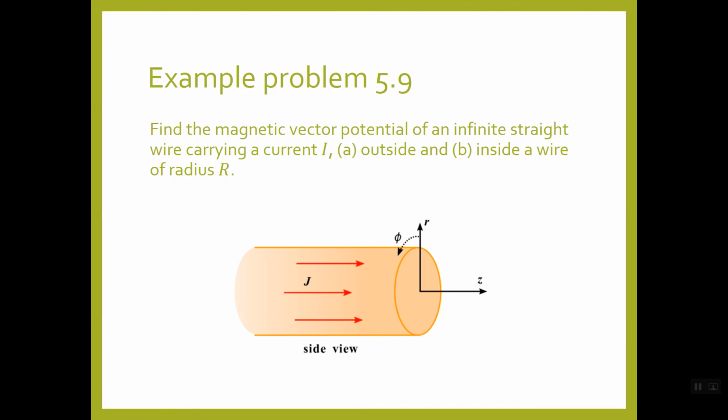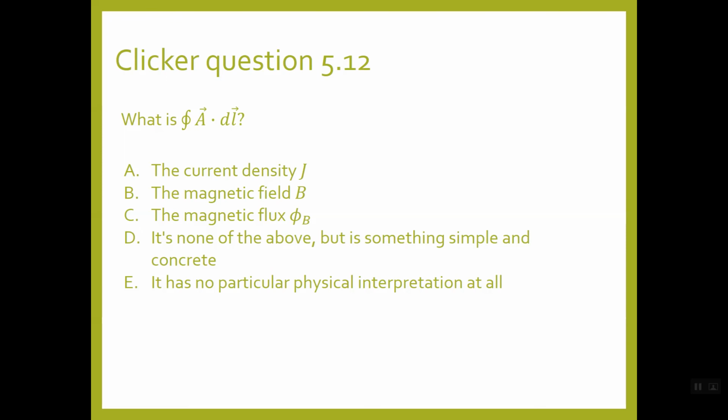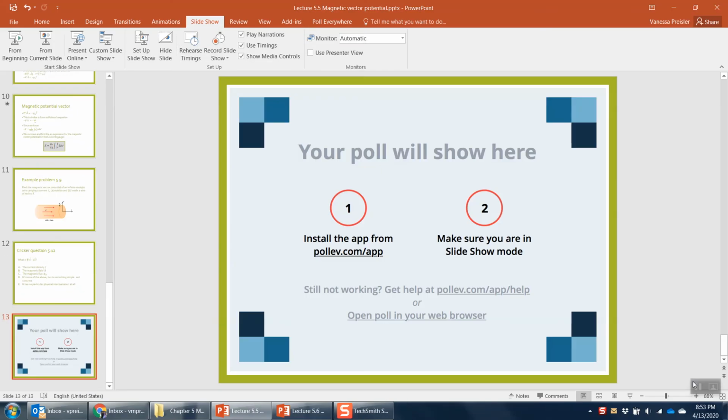Then you'll be doing this problem where you're going to find the magnetic vector potential of an infinite straight wire carrying a current I, both outside and inside a wire of radius r. And then we will do this clicker question. And that's it for this set of slides.